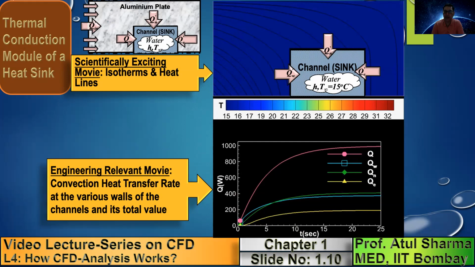This figure shows the temporal variation of the rate of heat transfer on the west wall, east wall, and north wall of the channel, and the summation of all these three, which is represented here by Q. So I'll play a movie which is synchronized in time. The top movie corresponds to the temperature distribution along with heat lines, and the bottom movie corresponds to the temporal variation of the rate of heat transfer.